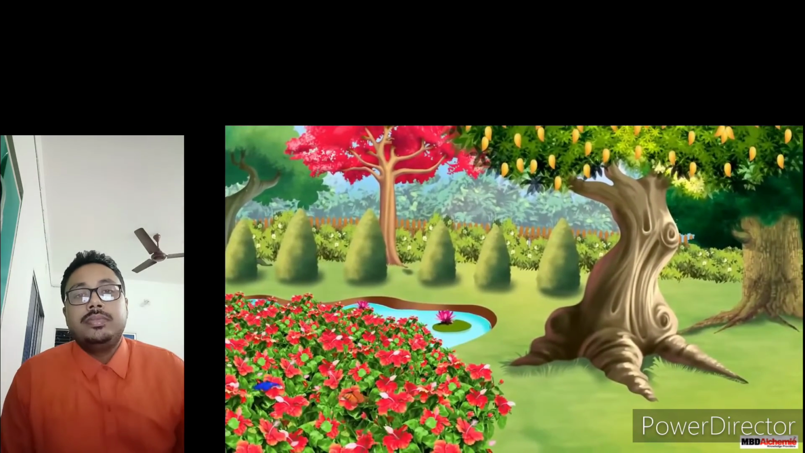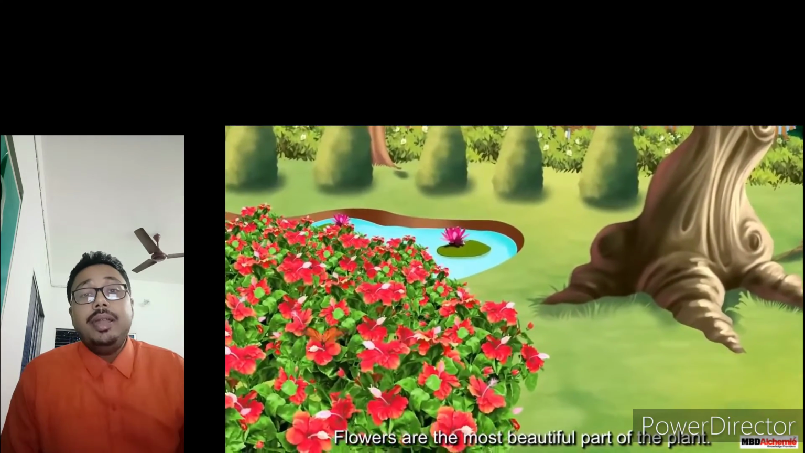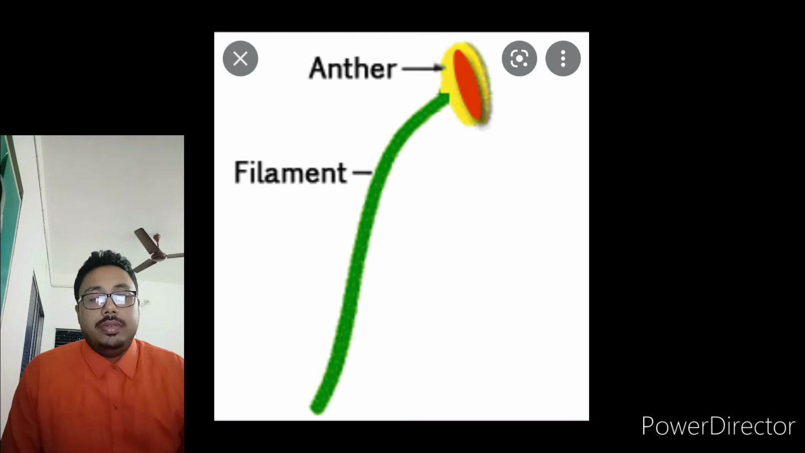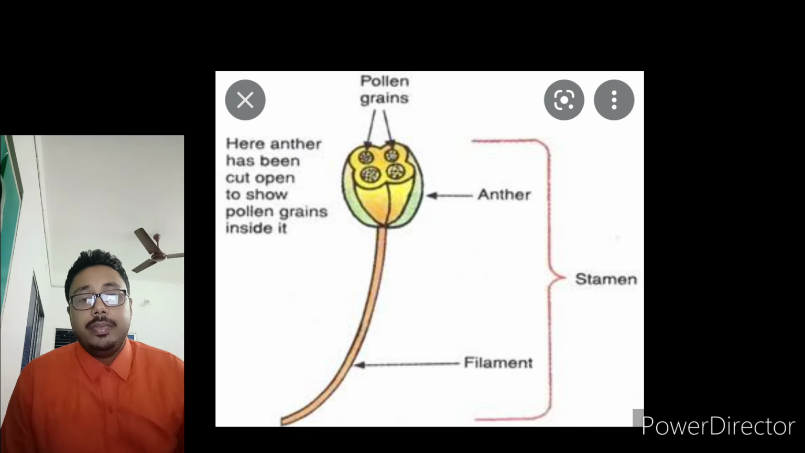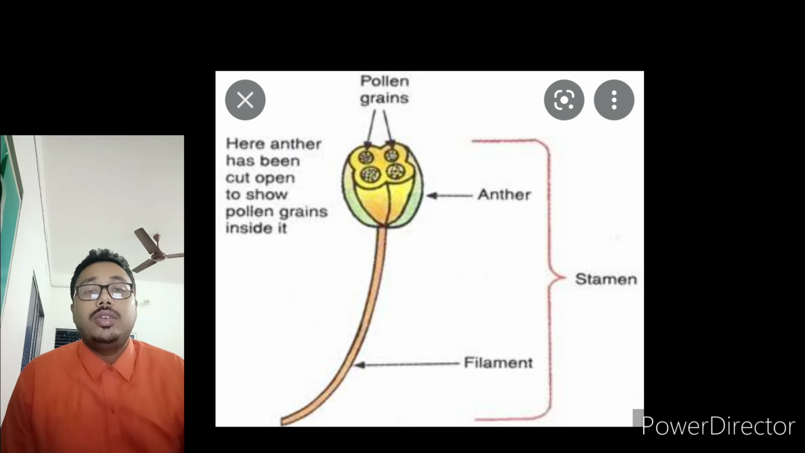First of all, I am telling about stamen. Stamen has two parts, that is anther and filament, and if we cut the anther, we can see there are 4 chambers, because there are 2 anthers. In each anther we have 2 chambers, so if we cut the entire anther, we will see the 4 chambers. And what are those chambers? We call it sac.